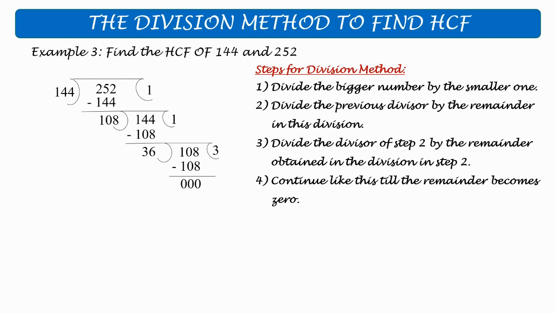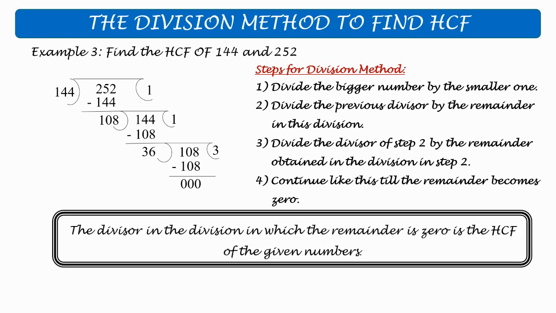Now students, we have to continue like this till the remainder becomes 0. And we have to keep in mind that the divisor in the division in which the remainder is 0 is the HCF of the given numbers. Now over here, the divisor in the division in which the remainder is 0 is in step 3. That means the HCF will be 36. So the HCF of 144 and 252 is equal to 36.